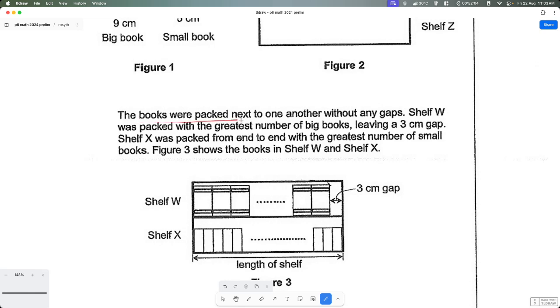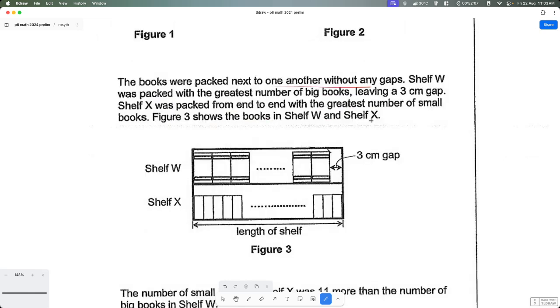Okay, so the books were packed next to one another without any gaps. Shelf W were packed with the greatest number of big books, leaving a 3 centimeter gap at the end. Shelf X was packed from end to end with the greatest number of small books.